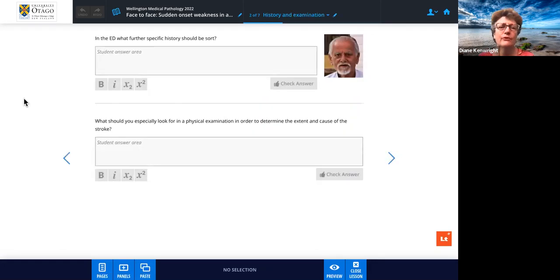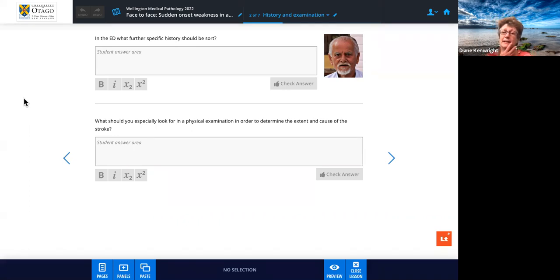Okay, so in the ED, what further specific history should be sought? So we pretty much know that he's had a stroke. So we need to do the history that might allow us to assess the severity of the stroke, and there is a scoring system for that. And also we need to take a history in order to find out the cause of the stroke. So we'd want to know a cardiovascular history in particular, and also a CNS history. Has he had this before? Has he had TIAs before? That kind of thing. The stroke assessment can be found on MDCalc.